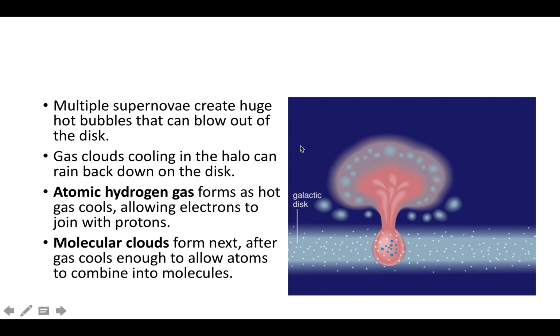So then when we have this cooling going on, raining down back on the disk, it can be cool enough so that hydrogen atoms remain neutral rather than being ionized. And so this gas can be atomic hydrogen gas. It can mix with other neutral atoms of helium and combine with other molecules.